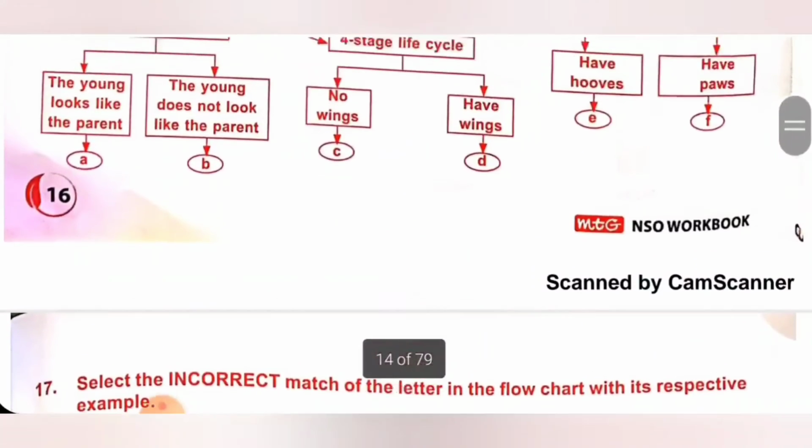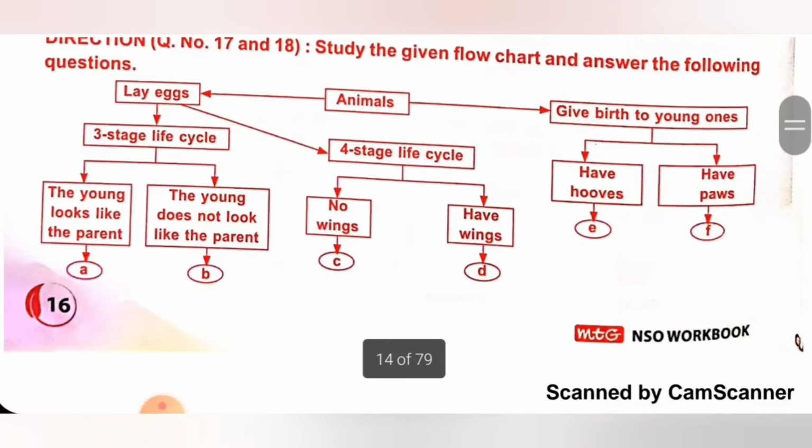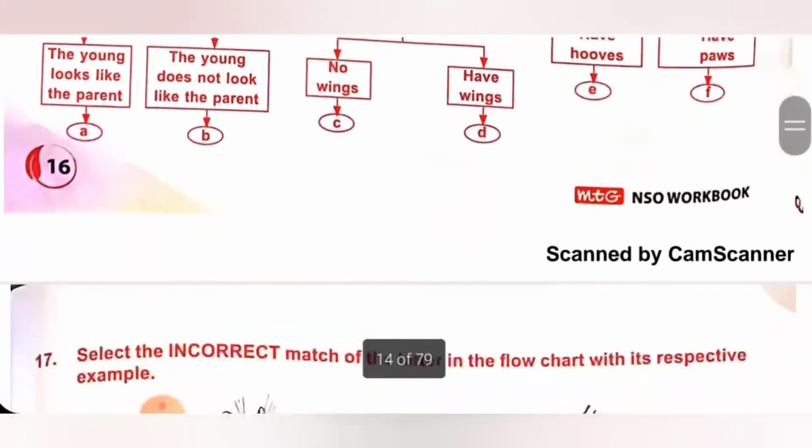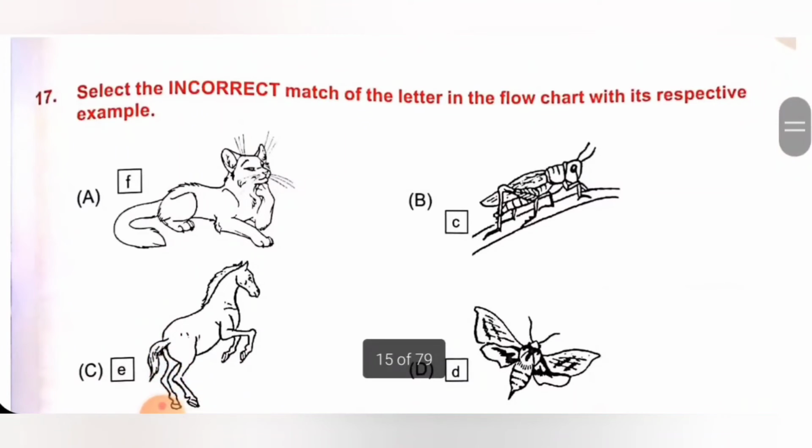So C is actually a 3-stage life cycle where the young look like the parent. Okay. But the grasshopper has a 3-stage life cycle. So option B is the incorrect match. Okay. Option B is the correct answer.